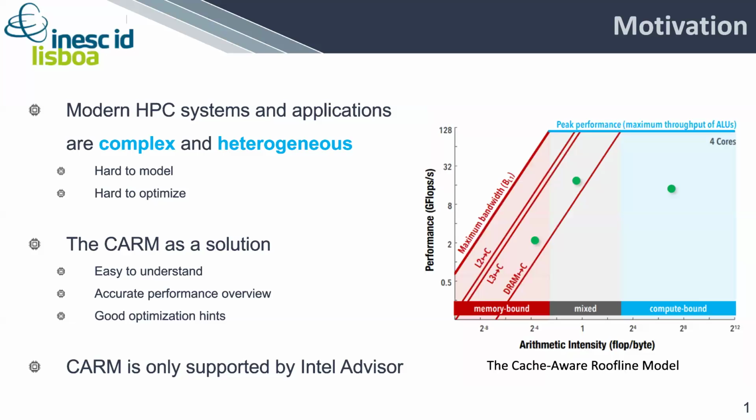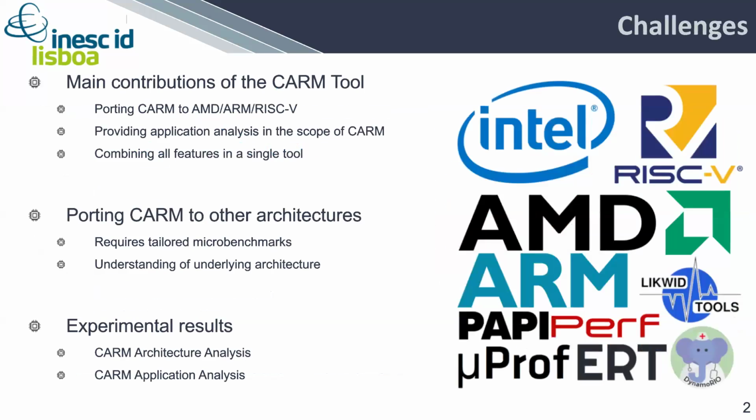With this, we need an accurate but also easy to understand model that can facilitate application optimization for various systems, and this is the main appeal of the CARM model. It provides an easy to understand and accurate performance overview of your system, along with some good optimization hints for profiled applications. However, currently the CARM model is only supported by Intel Advisor, which limits its potential users.